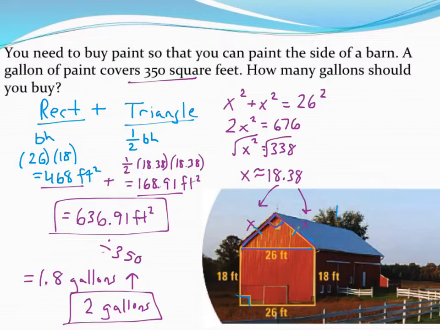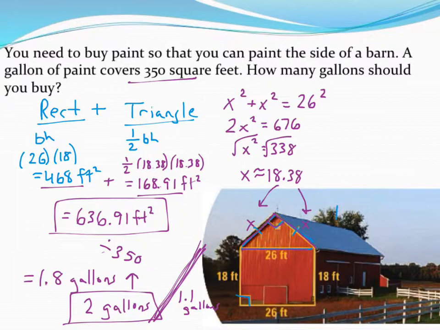Now be careful too. Because that's our answer, we're done with the problem, the answer is 2 gallons. But let's say, just as a side note, we did a problem like this and we came up with an answer of 1.1 gallons of paint. Now, a lot of people may say, well, that's closer to 1 gallon, so just round down. But if you round down to 1 gallon, will you have enough paint?